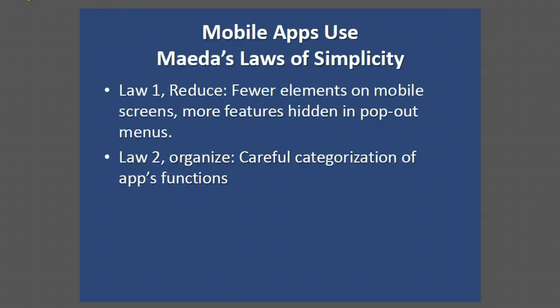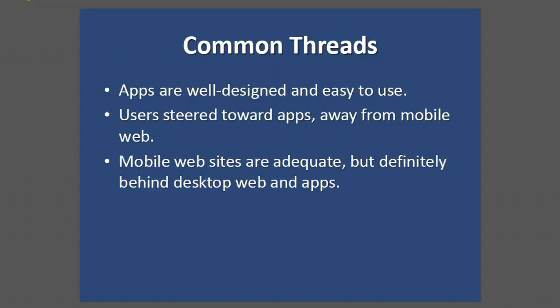I'd like to wrap up my discussion with a brief look at some of the common threads that I noticed. First of all, mobile apps tend to use Maeda's laws of simplicity, especially Law 1, reduce, and they do this largely by putting fewer elements on their mobile screen and also by hiding some and making them available on pop-out menus. And of course, Law 2, organize. Careful categorization of an app's functions is important if they're going to make the mobile apps user-friendly. Another common thread, the apps all tended to be well designed and easy to use, and their mobile websites steered users toward the apps.